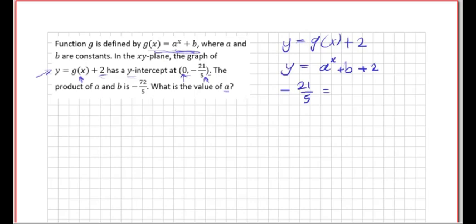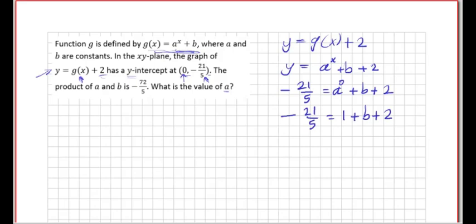And x here also can be replaced with 0. So a to the power of 0 plus b plus 2. And here a to the power of 0 is equal to 1. So any number raised to the power of 0 is equal to 1, of course, except 0. And then we can write negative 21 over 5 is equal to 1 plus b plus 2.